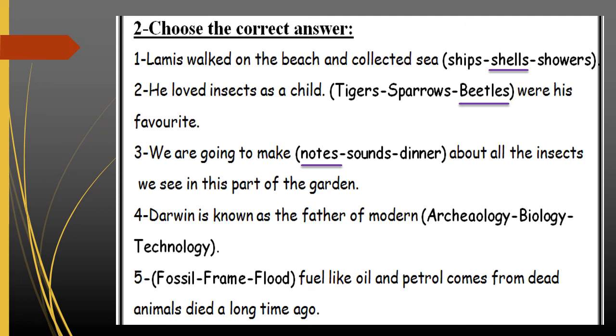Number 4. Darwin is known as the father of modern archaeology or biology or technology. Excellent. Darwin is known as the father of modern biology. 5. The last one. Fossil or flame or flood fuel is like oil and petrol comes from dead animals died a long time ago. Excellent. Fossil fuel like oil and petrol comes from dead animals died a long time ago.